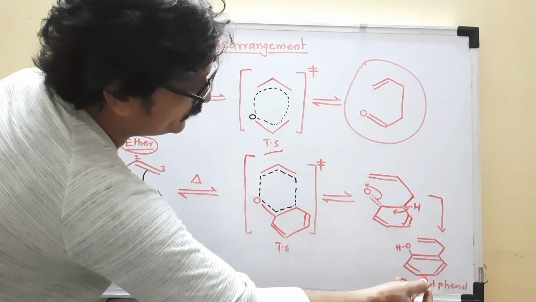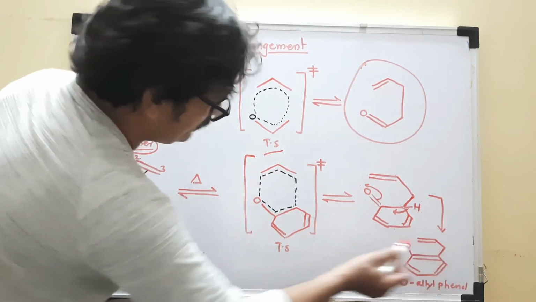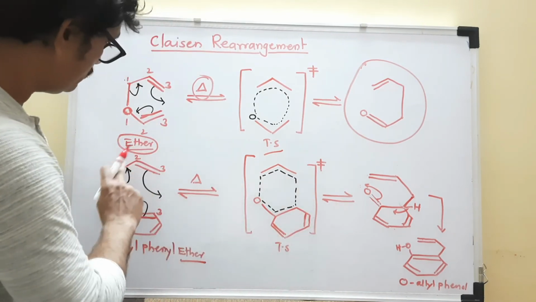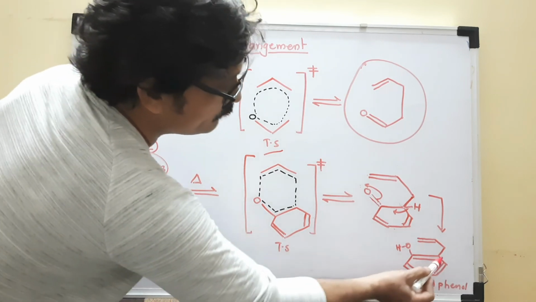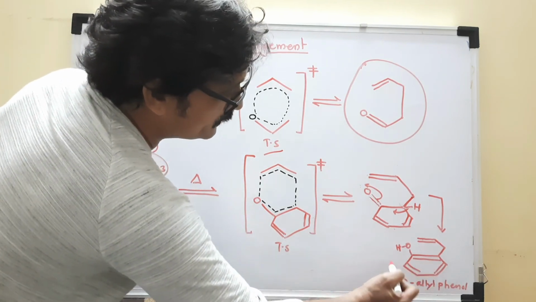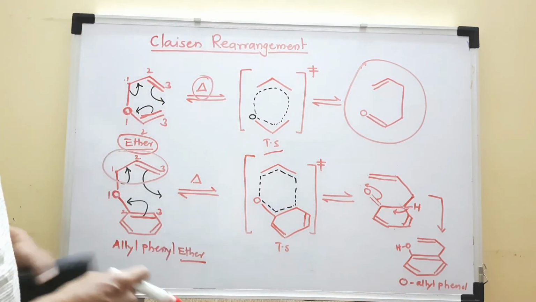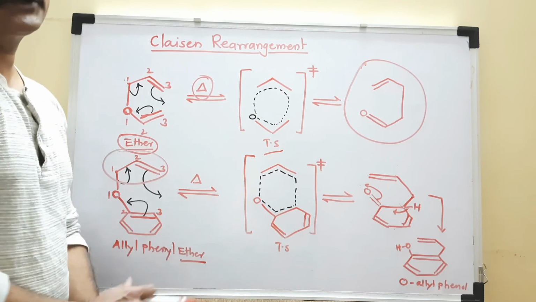Aromaticity is gained during this reaction, and we get ortho allyl. As I mentioned, these three carbons, this moiety of this compound, is allyl, which is now attached at the ortho position. So this is called ortho allyl phenol. So in this way we discussed the Claisen rearrangement.